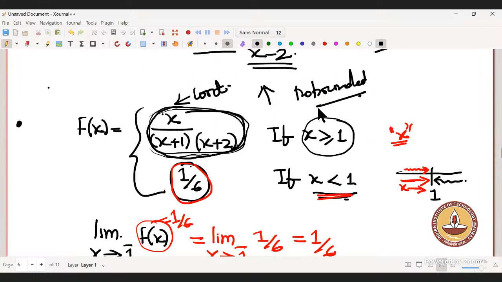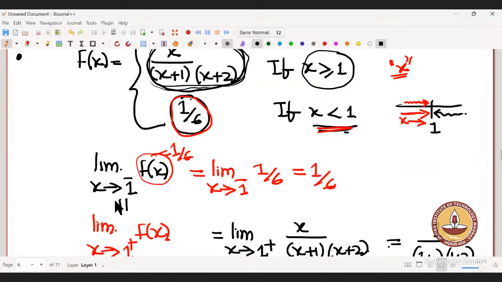So in particular, the function is continuous on all the points in its domain. Then the answer to the question: the number of discontinuities will be 0, because it's basically continuous everywhere. There is no point at which the function is discontinuous.